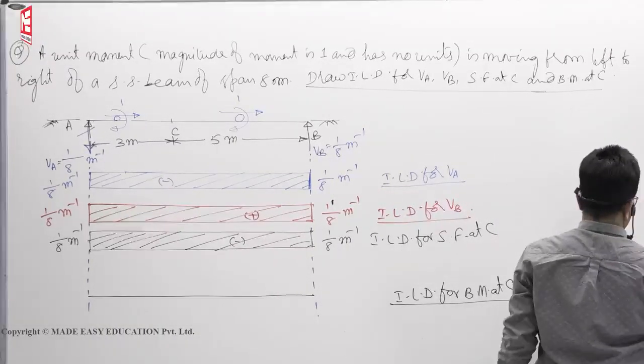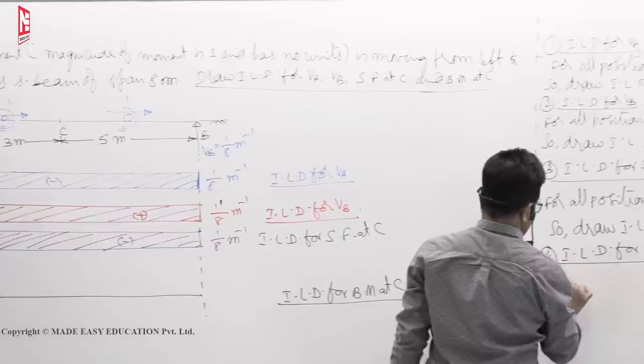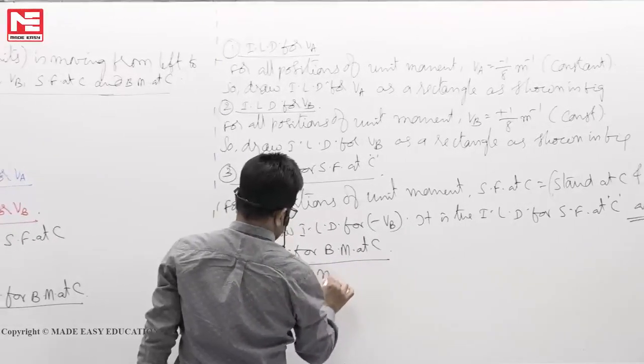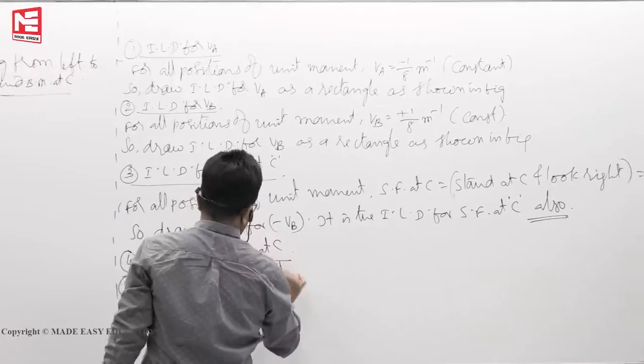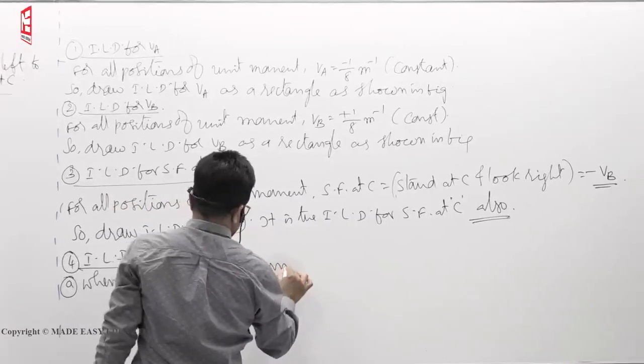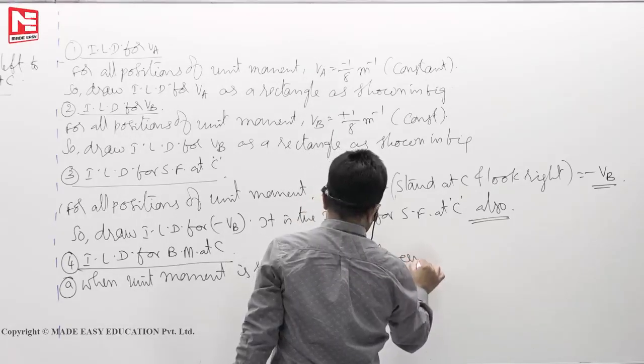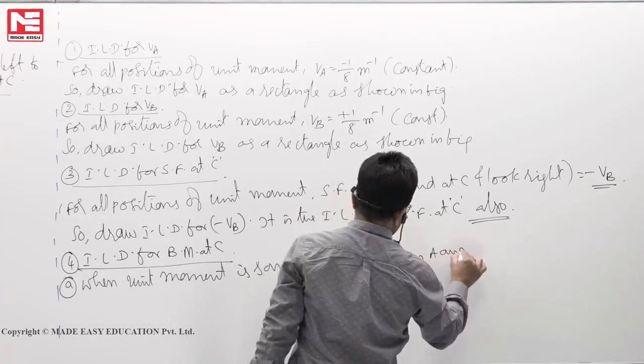So, the first point is when the unit moment is somewhere between A and C.